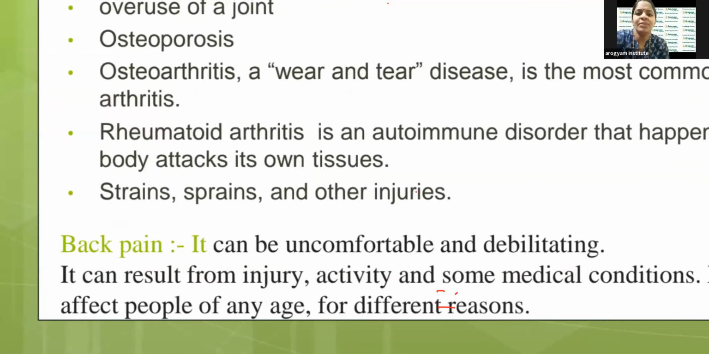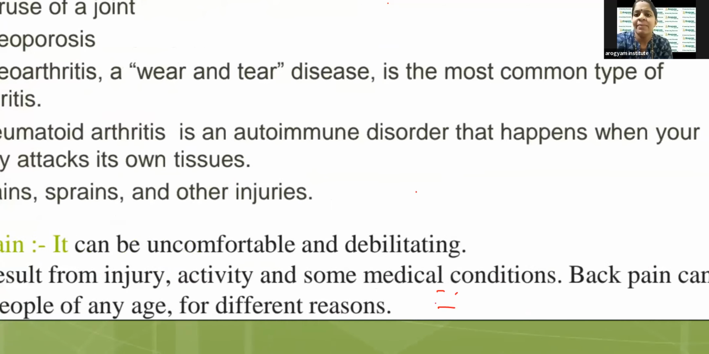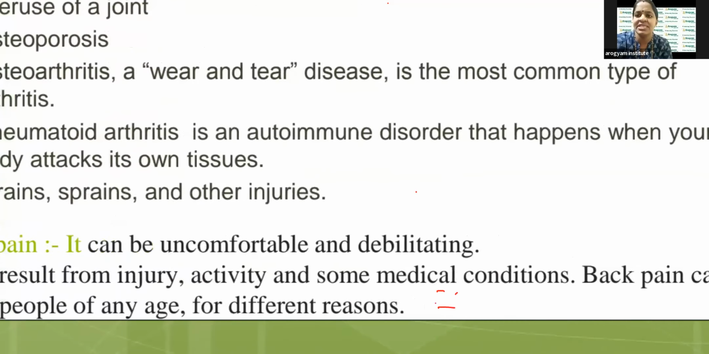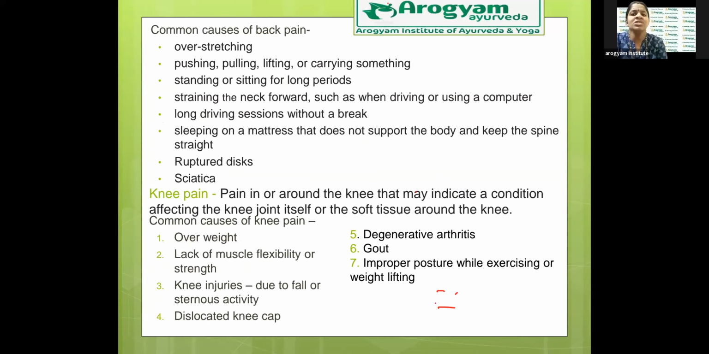It can be uncomfortable and debilitating. It can result from injury, activity, and some medical conditions. Back pain can affect people of any age or for different reasons. So back pain, it can affect anyone, right? Common causes of back pain are overstretching, pushing, pulling, lifting and carrying something. So all these can put more pressure on the back. So that can be the reason for back pain.